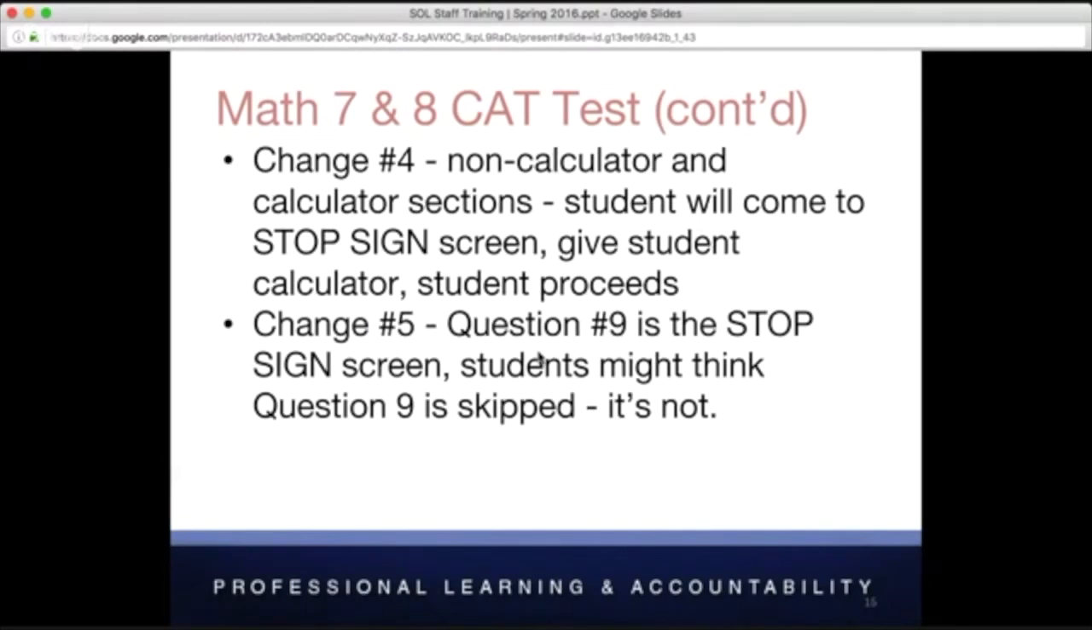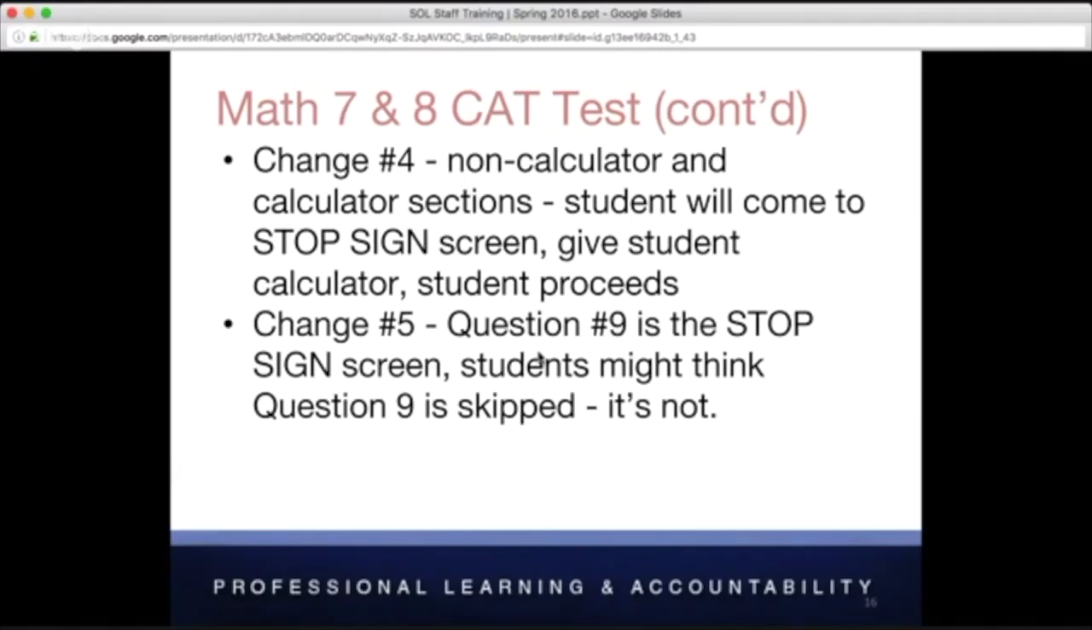Change number 4, on the Math 7 test only, there is a non-calculator and a calculator section. The student will come to a stop sign screen when they have reached the end of the non-calculator section. The non-calculator section comes first. When the student comes to the stop sign screen, you are then to give them a calculator and the student proceeds with the rest of the test with a calculator.